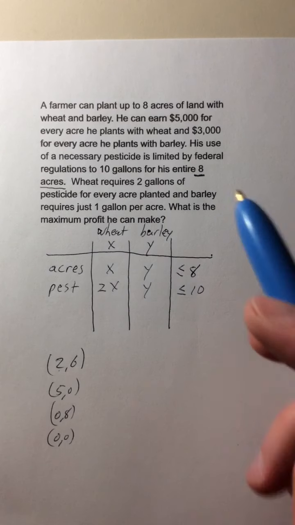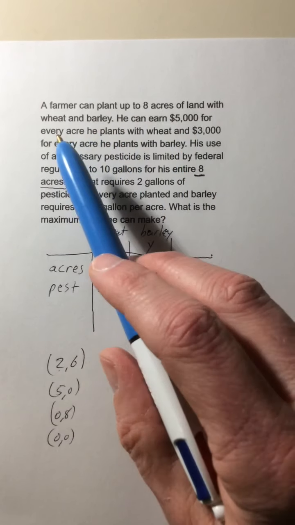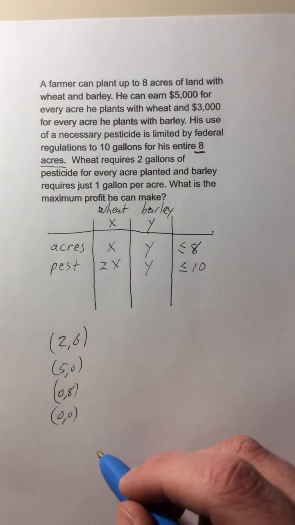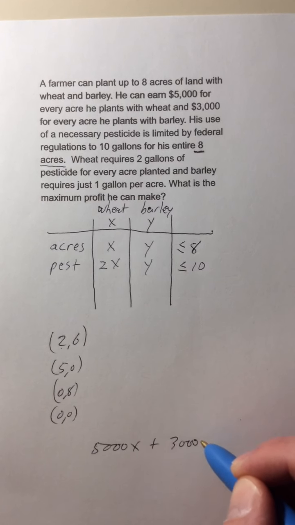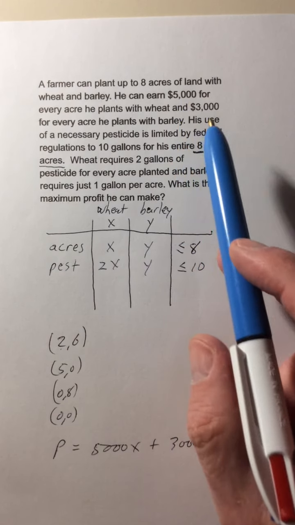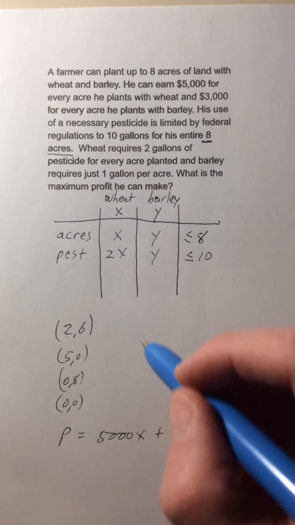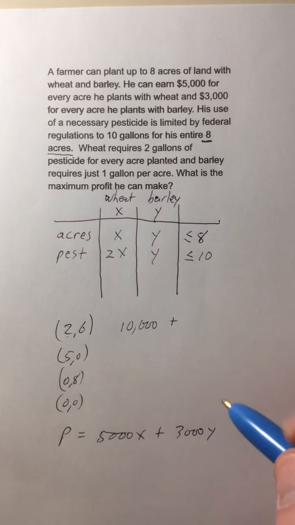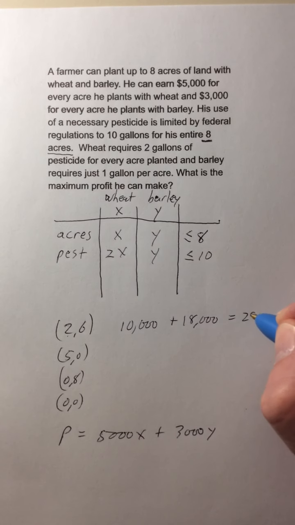All right, so let's see about the profit bit. It says here that he can earn 5,000 for every acre he plants with wheat, 3,000 for barley. So wheat is x, so it's 5,000x plus 3,000y. That's our profit. And that's it, right? 5 and 3? Yep, good. Okay, so we just plug those in there. So 5,000 times 2 is going to be 10,000, just so I can write a little less here. 10,000 plus 6 times 3,000 is 18,000 for a total of 28,000.